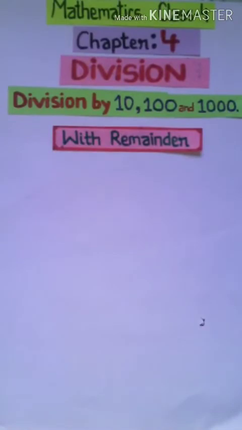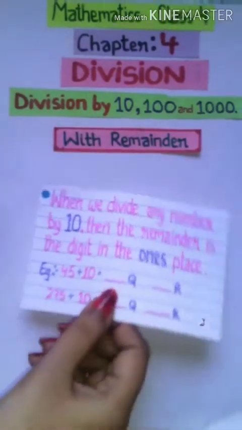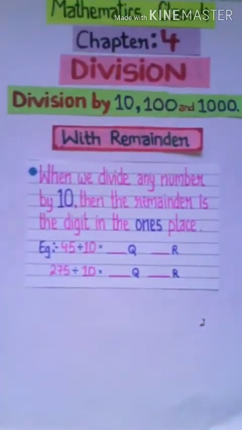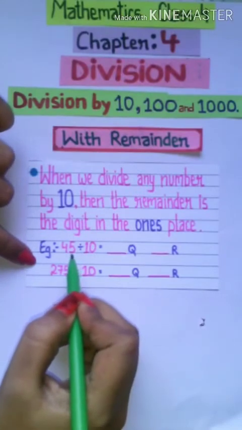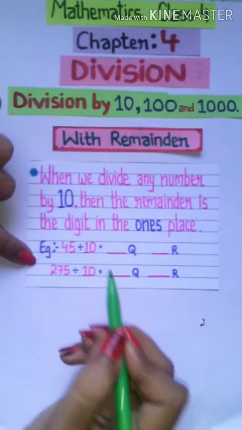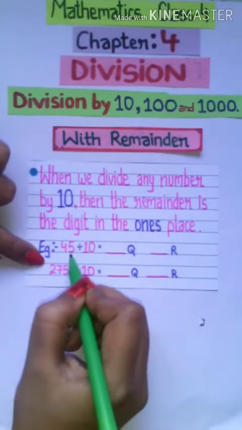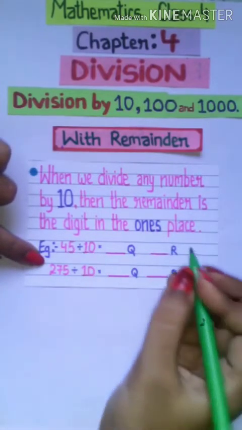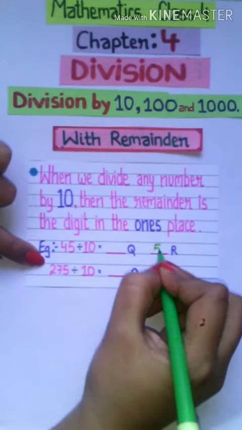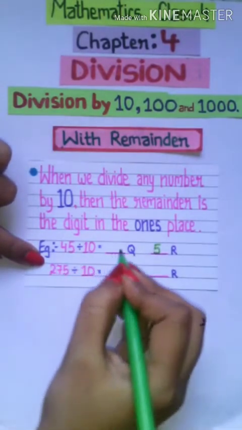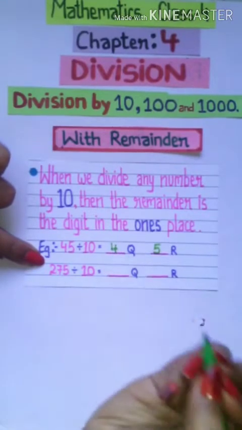So, our first rule will be, when we divide any number by 10, then the remainder is the digit in the ones place. So here is an example, 45 divided by 10. The digit in the ones place will be our remainder. So here 5 is in ones place. So 5 is our remainder and the remaining number is the quotient.